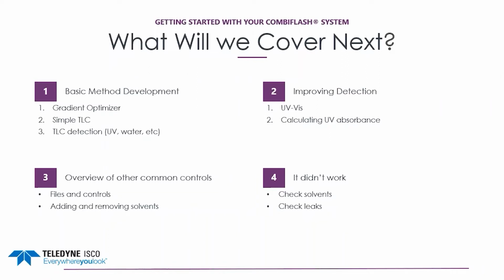We will talk about how to improve UV detection, how to choose a wavelength, and we will discuss how to access old runs and adding new solvents that aren't in the solvent list. Finally, if the peak didn't come off the column, what sort of simple things can we check?